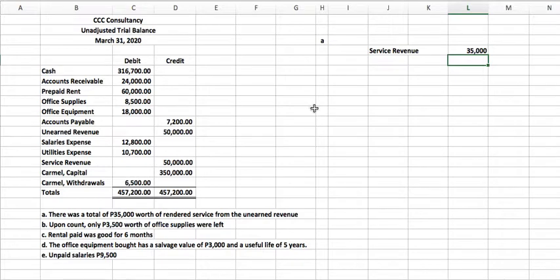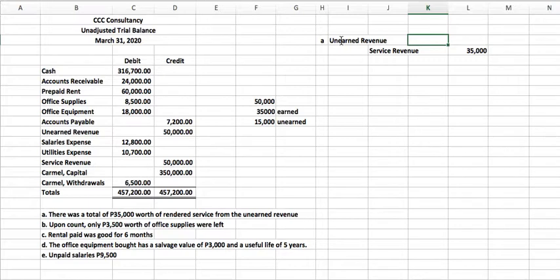So what would now be our debit? Our debit would be the unearned revenue. Of the 50,000, 35,000 was already earned, meaning the remaining 15,000 was the unearned. So we should make our unearned revenue 15,000 only, instead of 50,000. How can we do that? We have to decrease unearned revenue, and to decrease it, we debit it by how much? 35,000. So debit unearned revenue, 35,000. Explanation would be adjusting entry for rendered service.